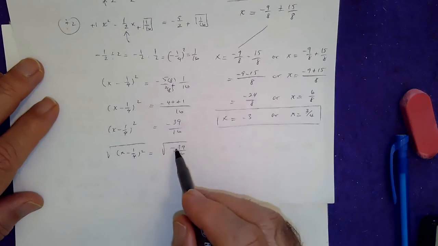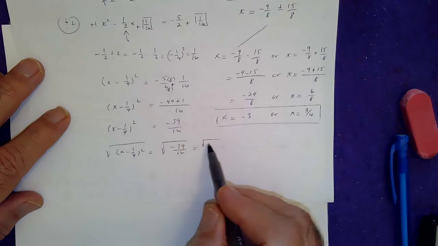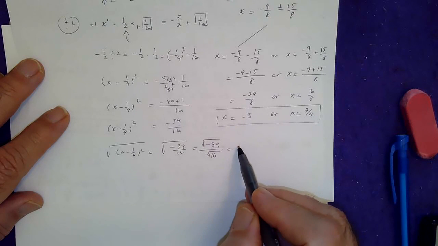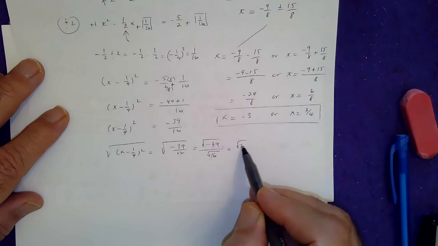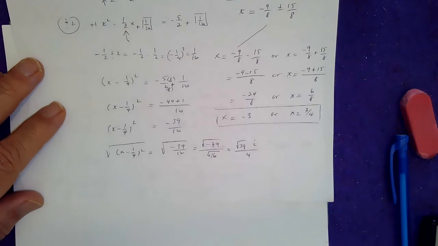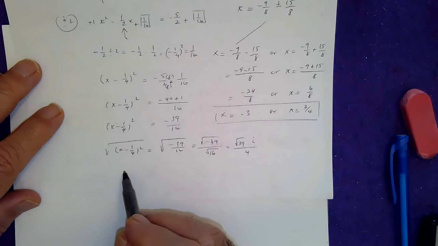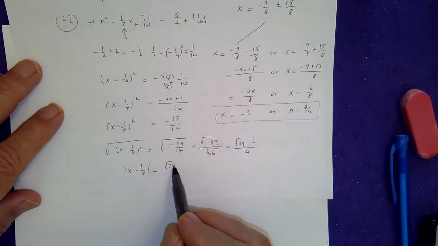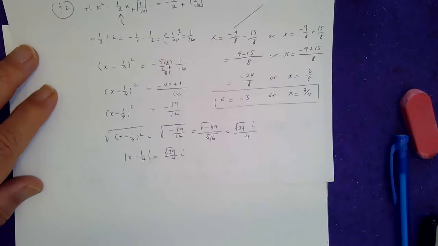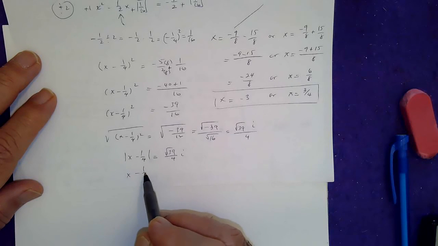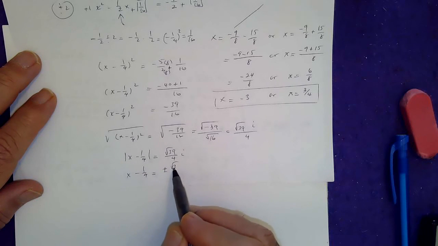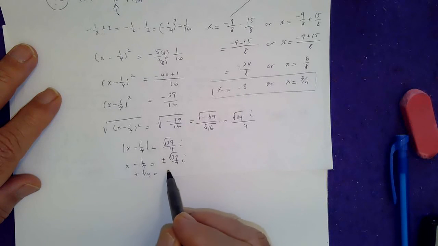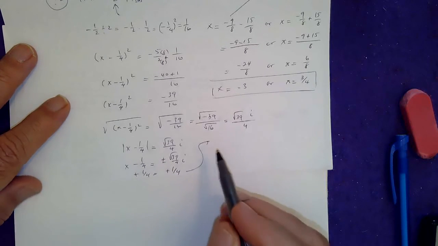Notice I have a negative under the radical. So this is the square root of negative 39 over the square root of 16. But that's square root of 39i over 4, right? Now on the left side, you get absolute value. On the right side, you get square root of 39 over 4i. Drop the bars, correct? Attach plus or minus to the right side. And now add 1 over 4. It's a pretty lengthy procedure, isn't it?